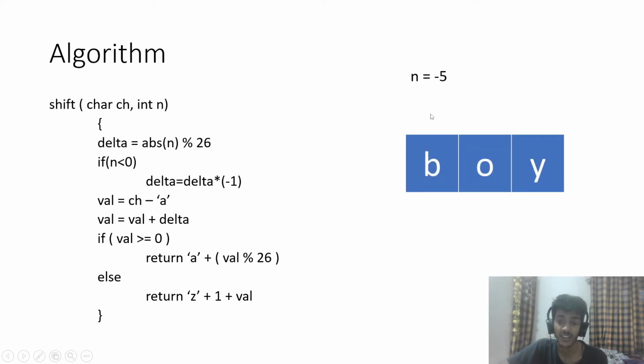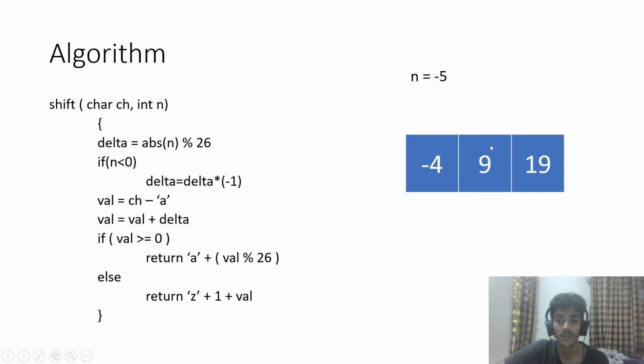And let's try an example with a negative value. So imagine n equal to -5 and the string is boy. So we take the absolute value, 5 mod 26, that's 5, and we convert it back to negative because we need the direction, that's backwards. So this is the ASCII value of boy, that's 98, 111 and 121. And we subtract 97 from them and it becomes 1, 14 and 24. Now we add delta to it, so it becomes -4, 9, 19.